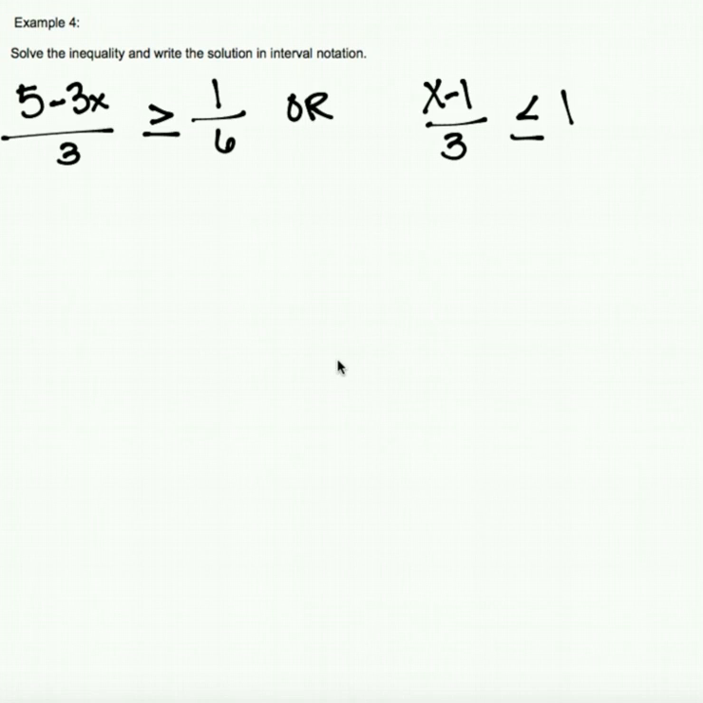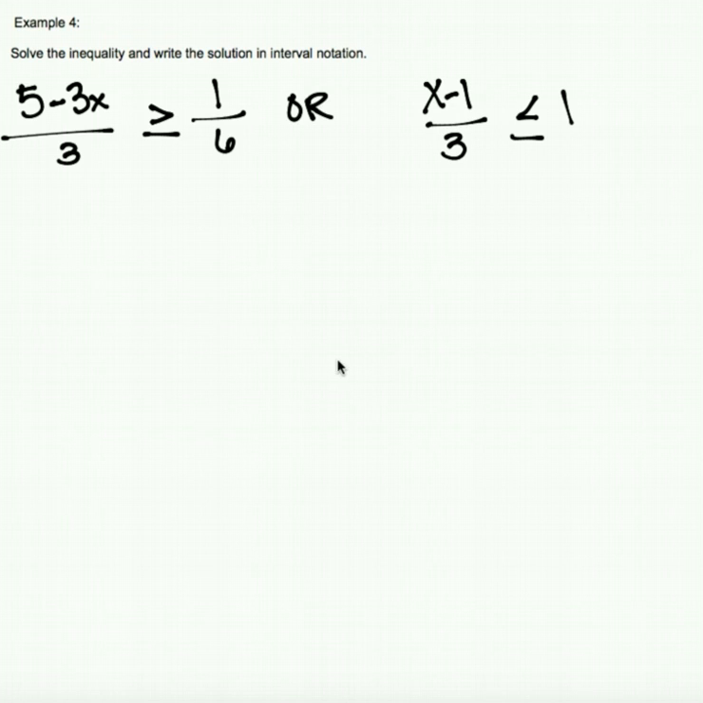Example 4, solve the inequality and write the solution in interval notation. Very similar to the last one, this is a compound inequality that involves an or, so we're going to solve the two inequalities separately, okay? What's different about this one? Well, we have fractions, okay? But we know how to work with those.